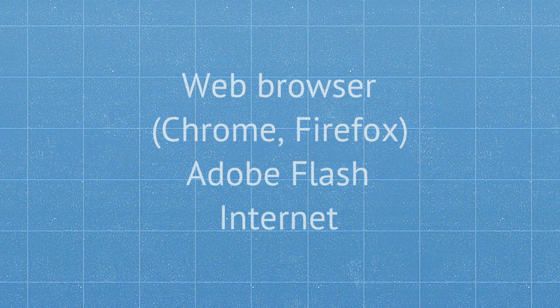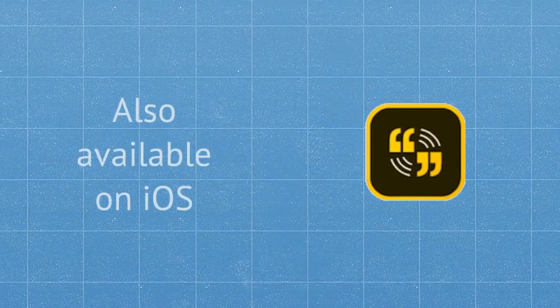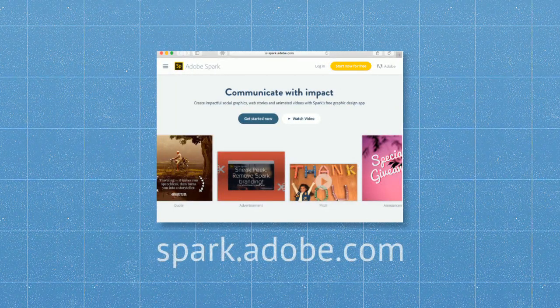To run Spark, you'll need a current web browser. Firefox seems to work the best, but Chrome works as well. You'll also need to have Adobe Flash installed and have an active internet connection. If you're an iOS user, you can also download a free app from the App Store for your iPad or iPhone.